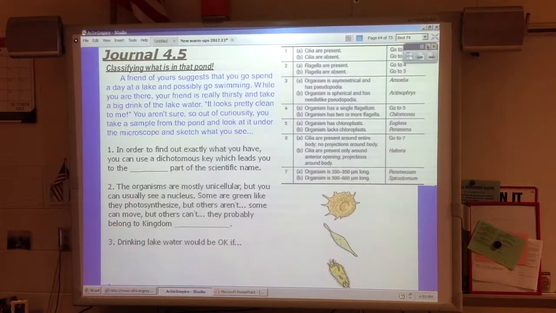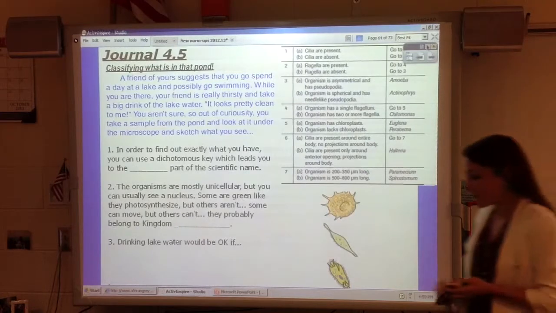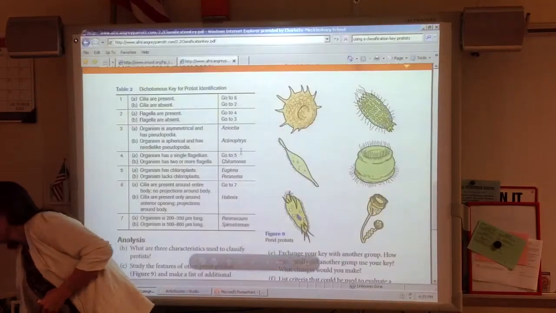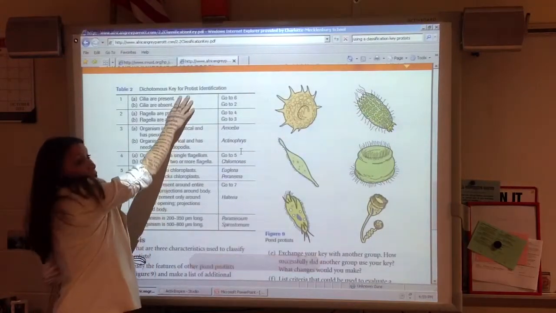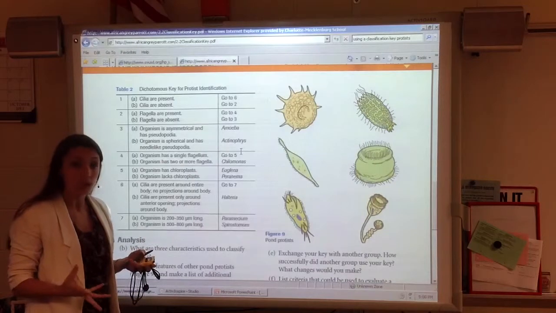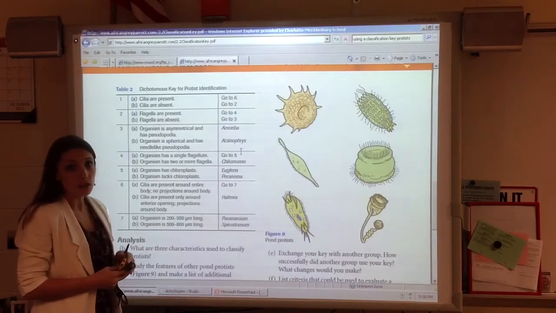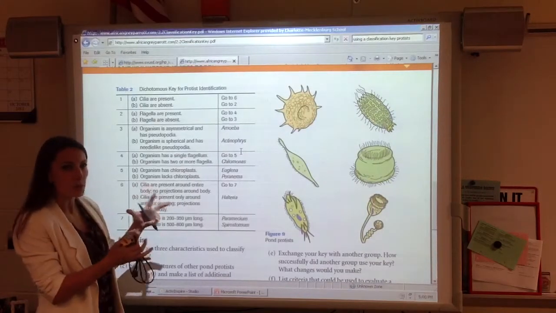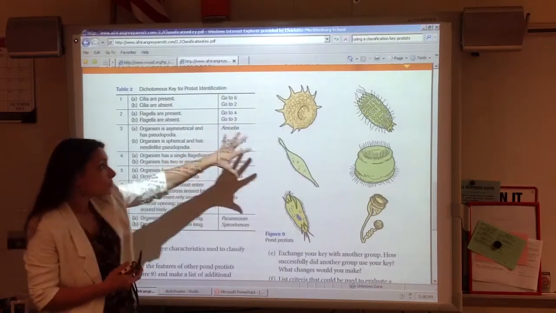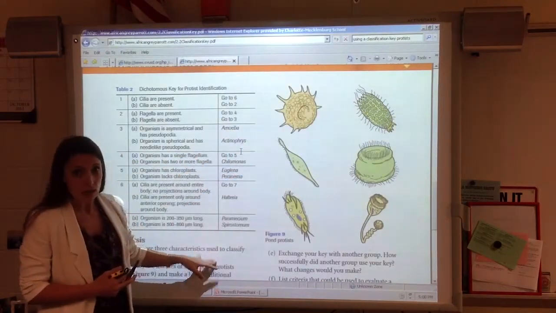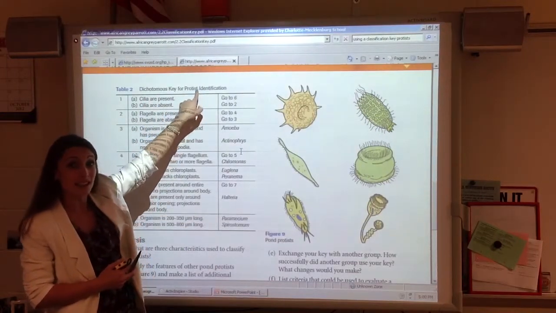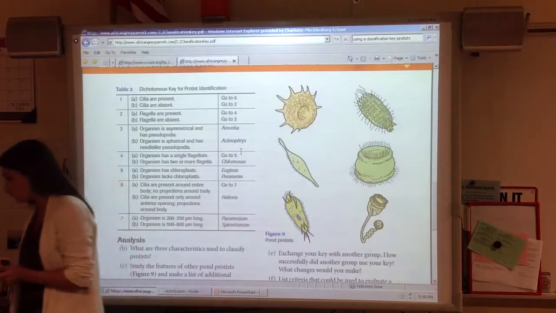As you came in, you got a copy of a classification key for different types of protists. Protists are one of the 6 kingdoms. So in this section of Unit 4, we've been talking about how to group things according to similarities, and then once we grouped them, how to give them names. So as you came in, you got a copy of a way to identify protists.